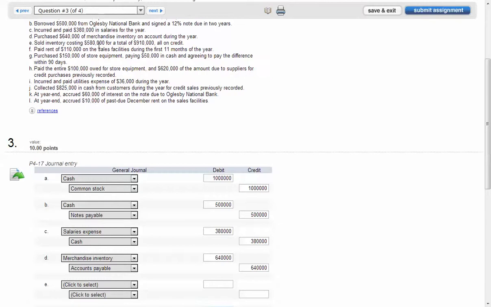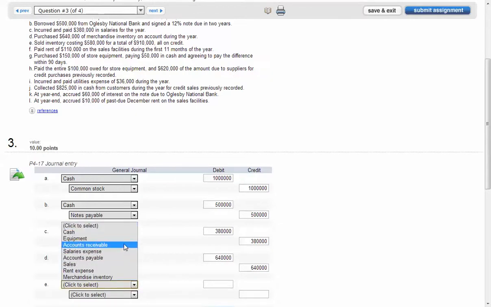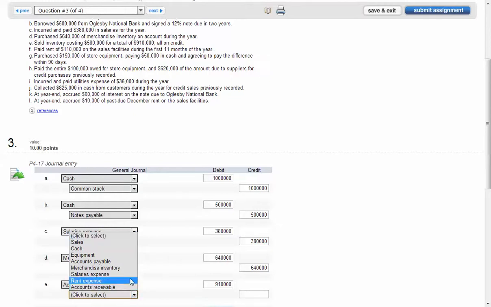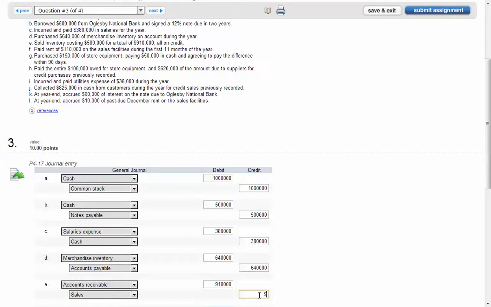E says we sold inventory costing $580,000 for a total of $910,000, all on credit. So if we sell merchandise on credit, means we're not going to receive the cash. We're going to get an IOU from our customers, $910,000. We call that accounts receivable. That's an asset. It increases with a debit. And we'll credit our revenue. Where is it here? Sales, $910,000.